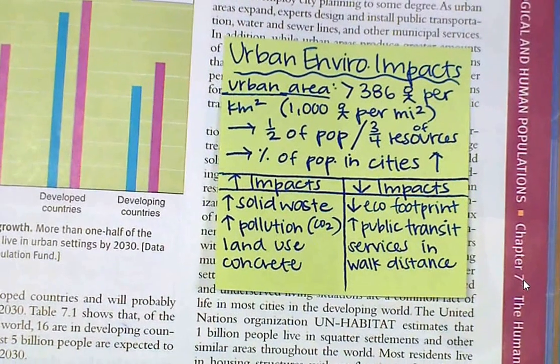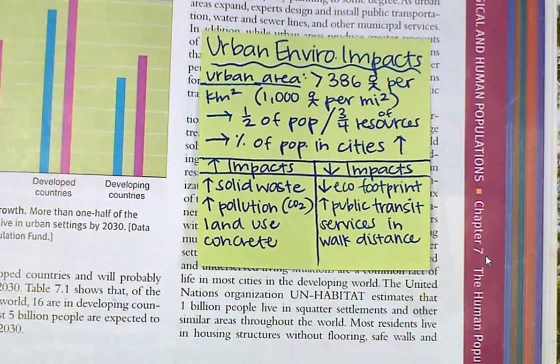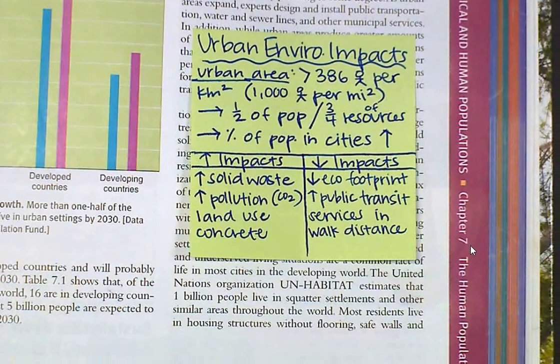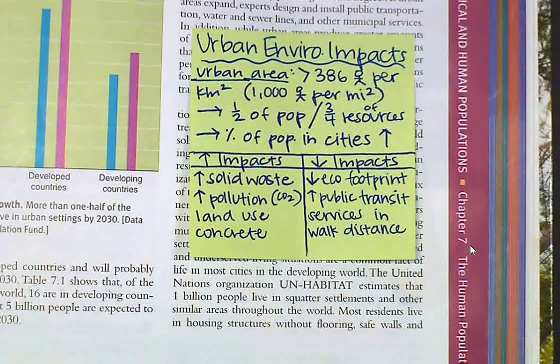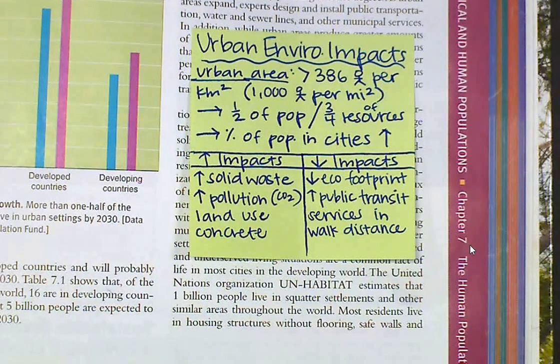All right, now urban environmental impacts are kind of their own special group. An urban area is anything that has more than 386 people per square kilometer, or 1,000 people per square mile.